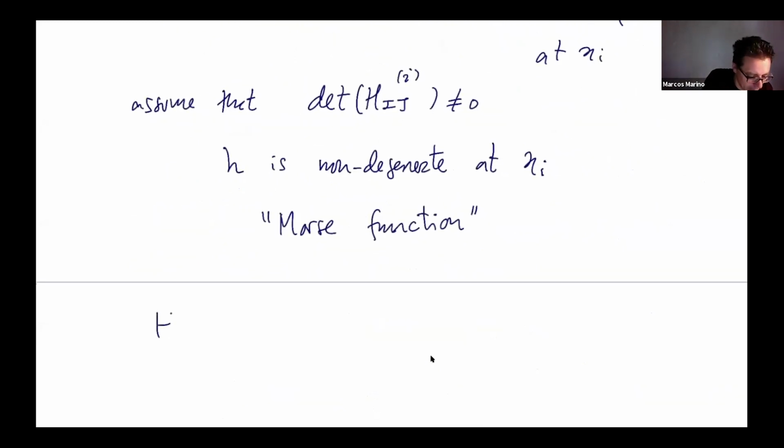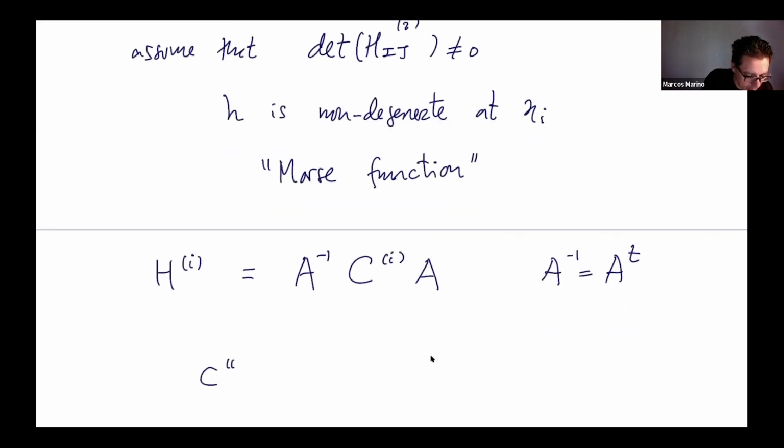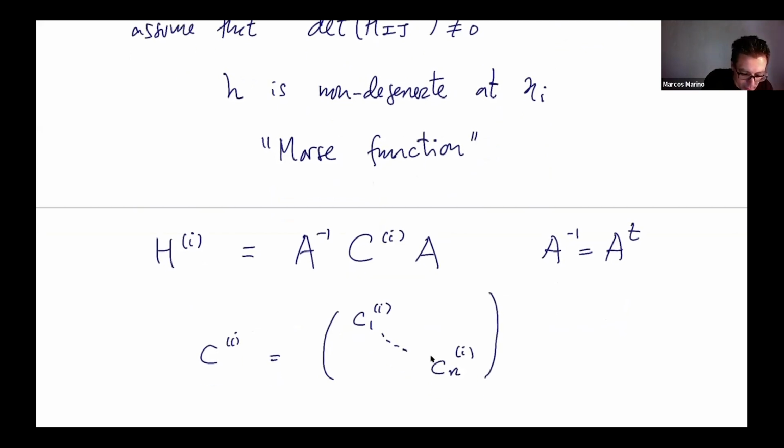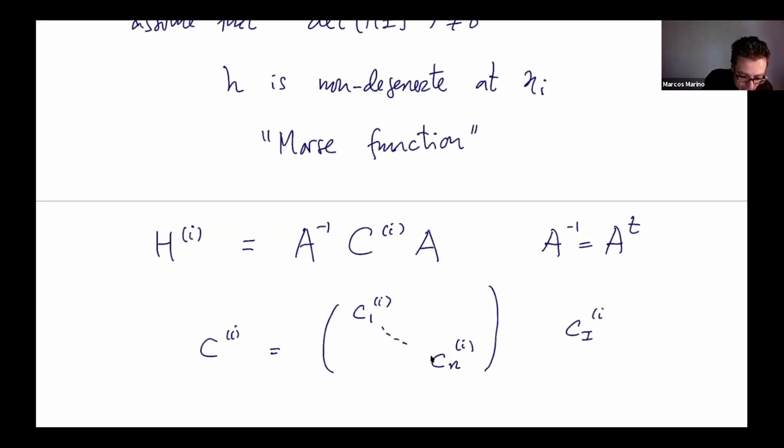So let me write this matrix H_ij, and I can diagonalize it by an orthogonal transformation like this, where A^{-1} is equal to A^T, and C_i is a diagonal matrix, which I'm going to write like this. And all these C_i are different from 0 because of the assumption of H being non-degenerate at the critical point. So there cannot be any zero eigenvalue here.